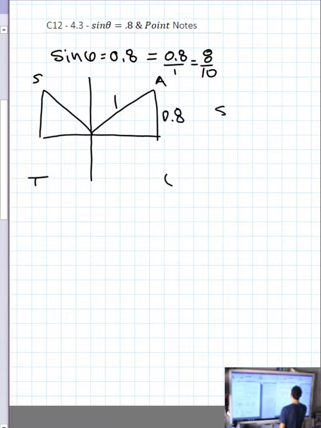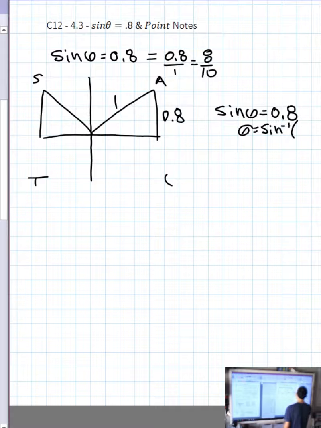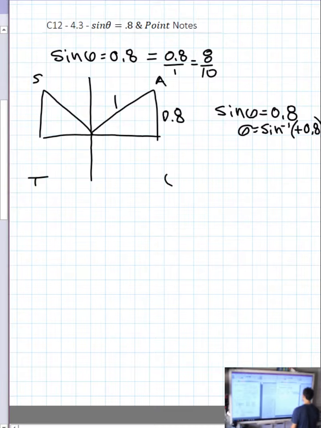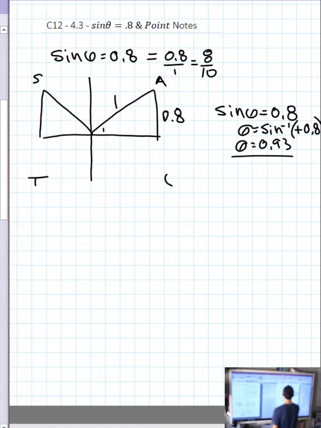Well, I know that if sine theta is equal to 0.8, remember that theta is equal to the sine inverse of that, and we always do the positive. Even if it is positive, I mark positive to remind me. Now theta is therefore equal to 0.93 in radian measure. Remember, you have to be in radian measure. Check your mode, be in radians. I've seen too many people mess that up. And if we inverse the positive, that always gives us the reference angle, 0.93.